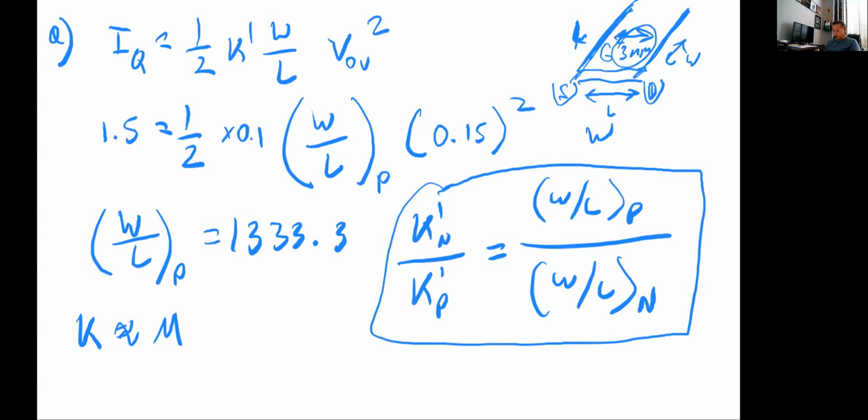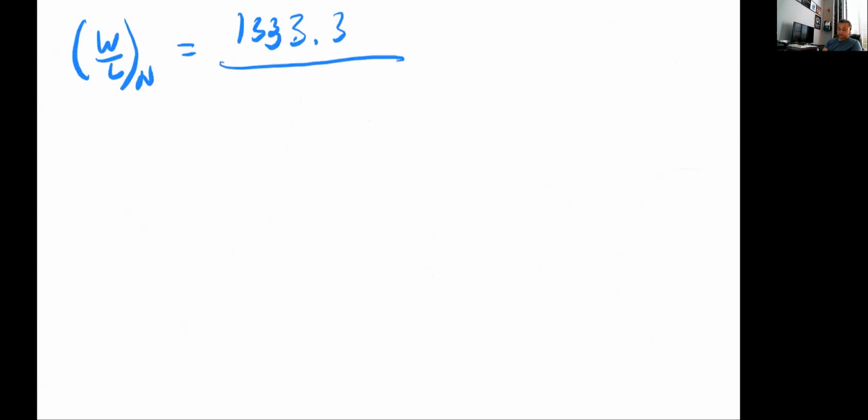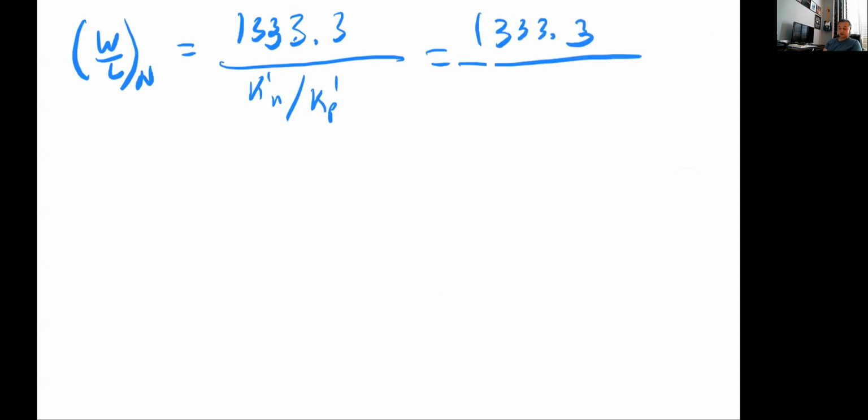circuits. So now we can calculate with this proportion the width to length ratio of the N channel. So let's do that. That's going to be the width to length ratio of the P channel that we calculated before, divided by the ratio of the K primes. And that ratio is 2.5.